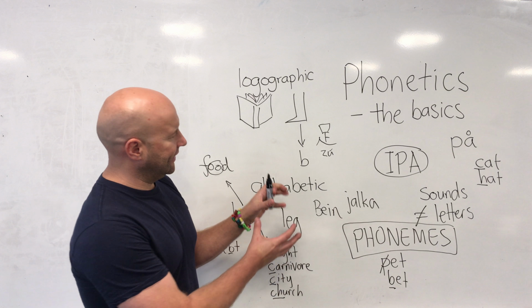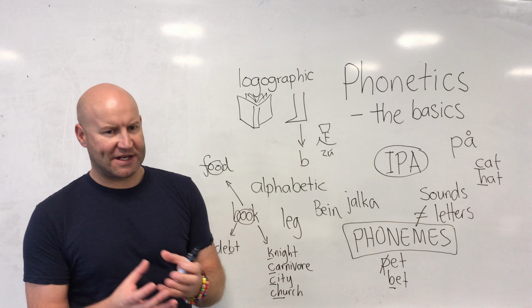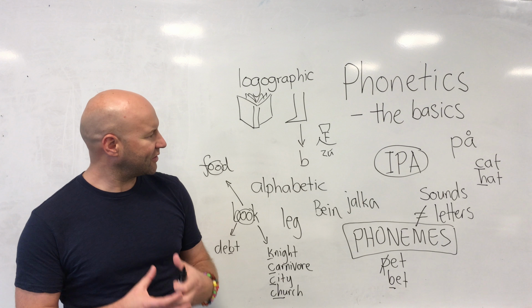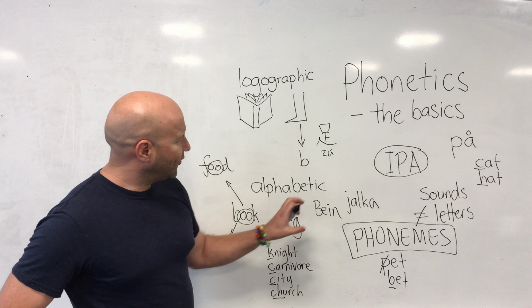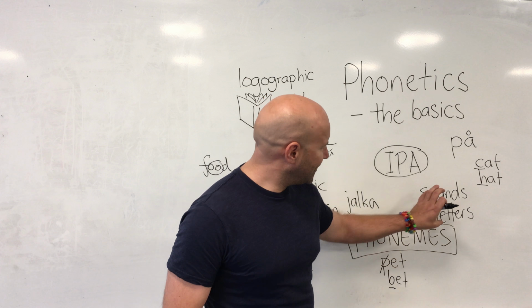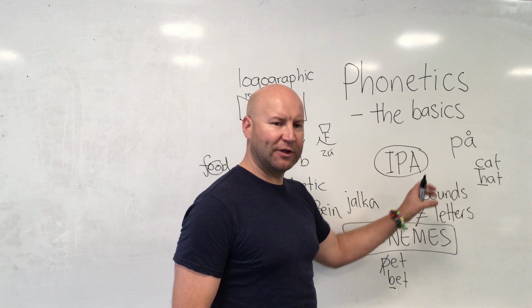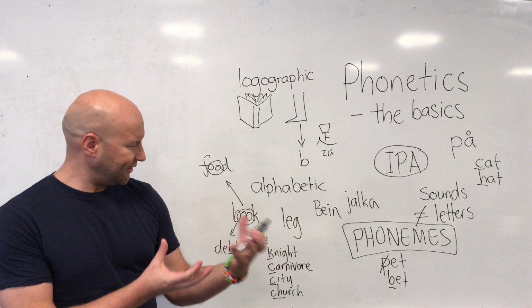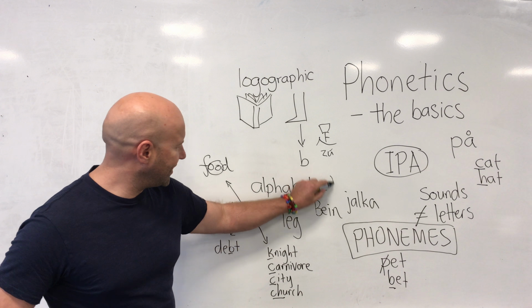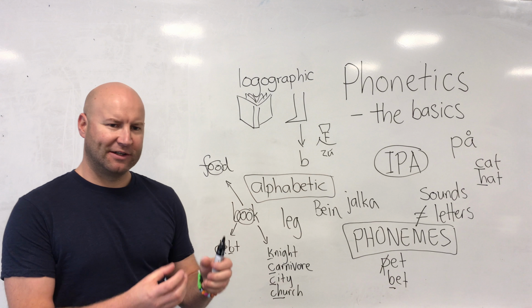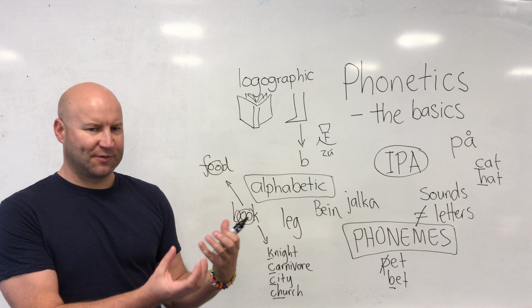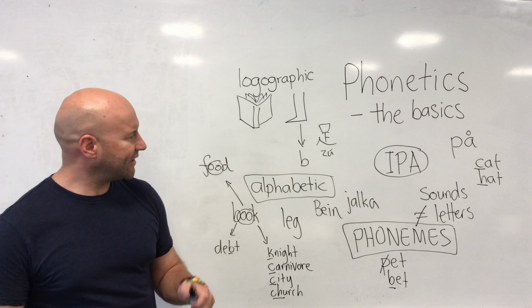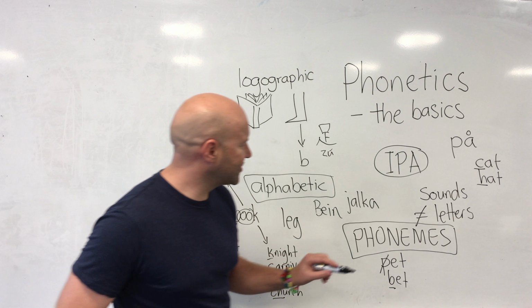And that's all I really want you to take from this first introductory lecture, that what we're looking at is not letters, but we're looking at sounds. And so the idea originally with the alphabetic writing system was that sounds and letters are a one-to-one relationship, but that's definitely not the case in English.